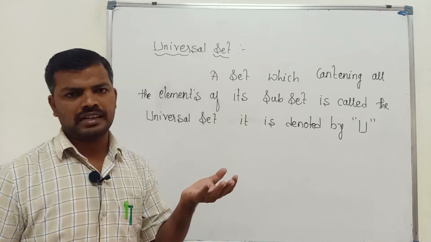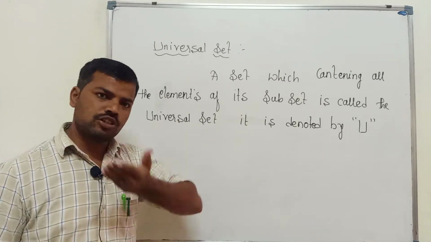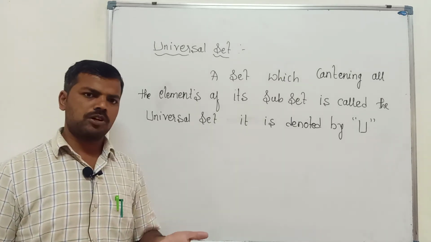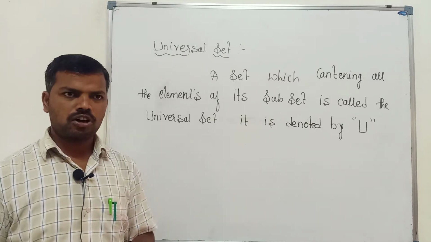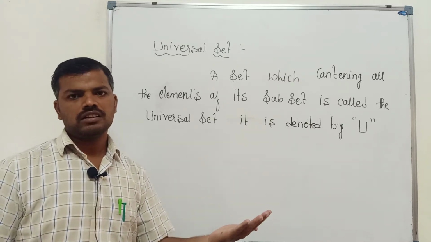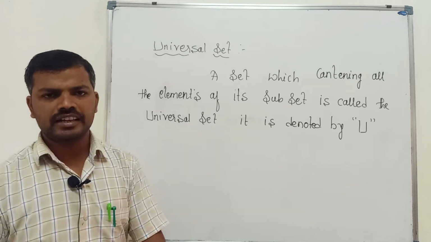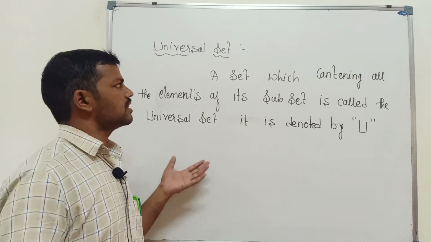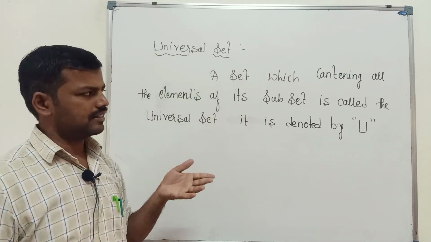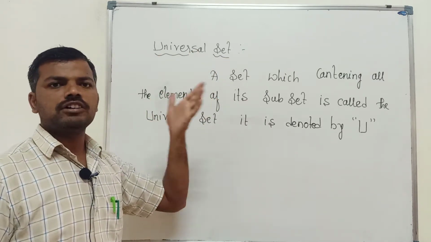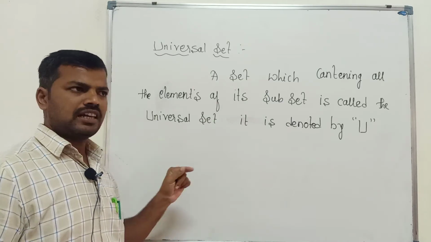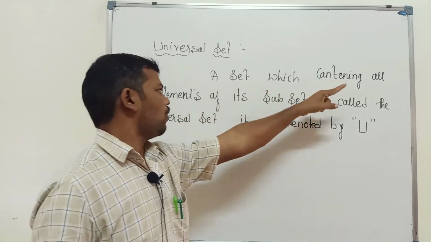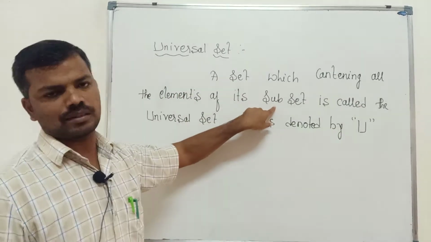For example, from real numbers we can form natural numbers, integers, rational numbers, irrational numbers. So they are the subsets of the real number. So we call the real number the universal set. Real number becomes the universal set. Why? Because a real number is a set which contains all the elements of its subsets.